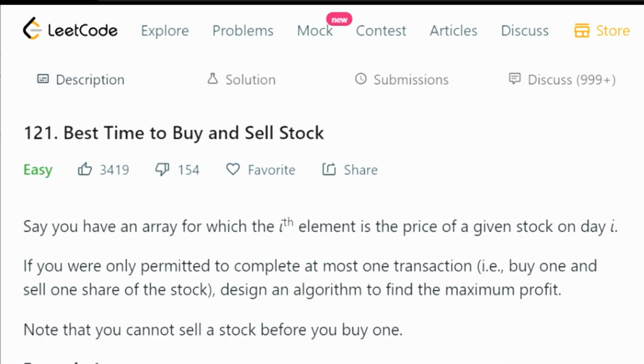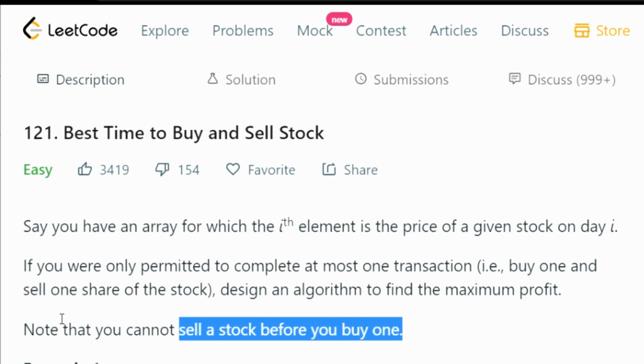Let's go. Say you have an array of which the ith element is the price of the given stock on day i. If you were only permitted to complete at most one transaction, that's a key word right there, i.e. buy one and sell one share of a stock, design an algorithm to find the maximum profit. Note you cannot sell a stock before you buy.